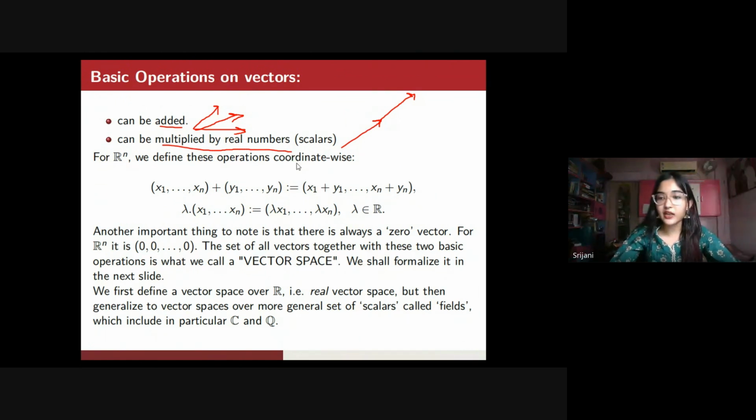So in a general Rn, we can define addition of two vectors like this, just coordinate-wise addition, and coordinate-wise scalar multiplication. One more thing, there will always be a 0 vector. In Rn, it is very obvious. It is the all coordinates 0. And now this set of all the vectors together with these operations and a 0 vector is what we call a vector space. So I'm defining vector space over R, that is the real vector space. But generally, we will define it over something called a field, which is a more general set of these scalar numbers.